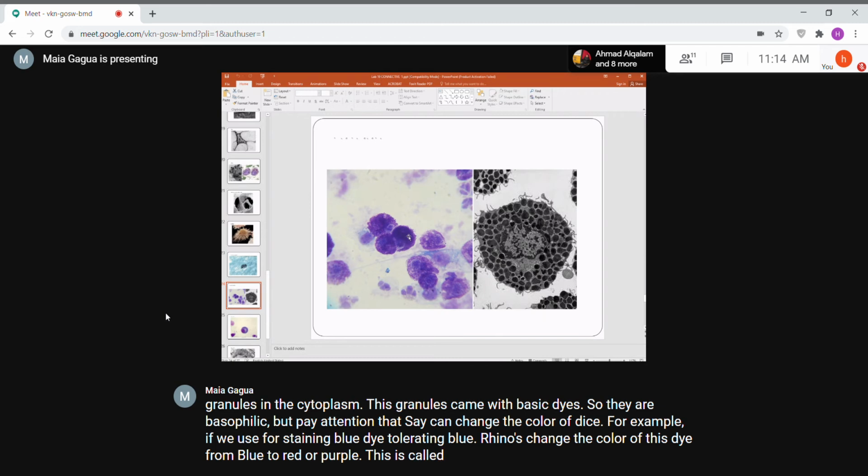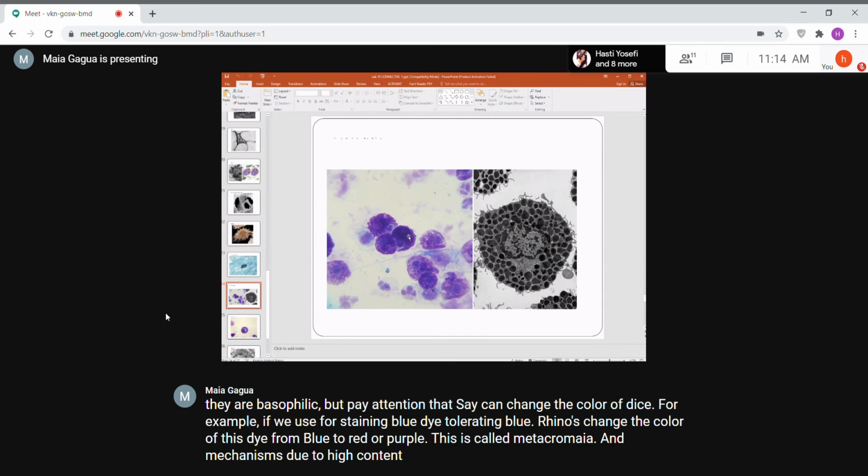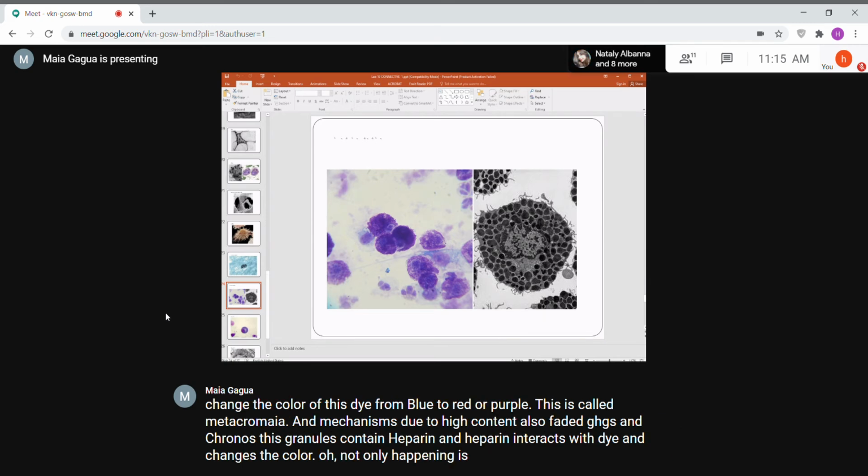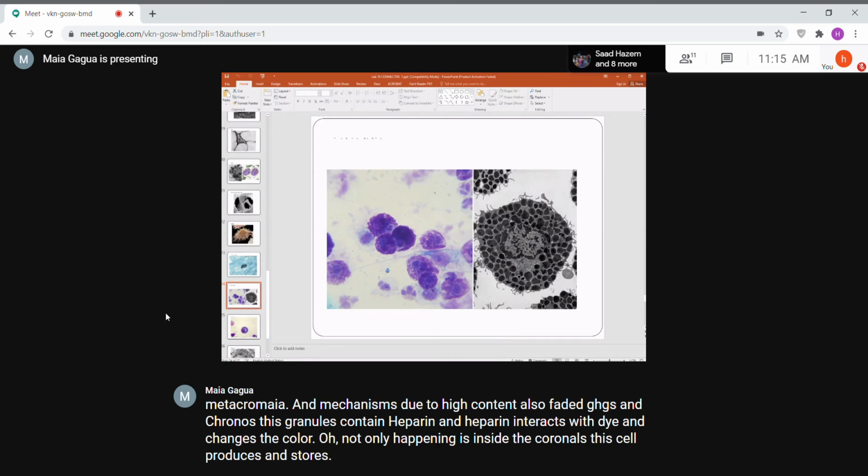This is called metachromasia. Metachromasia occurs due to high content of sulfated GAGs in the granules. These granules contain heparin, and heparin interacts with the dye and changes the color. Not only heparin is inside the granules. This cell produces and stores several types of biologically active substances.